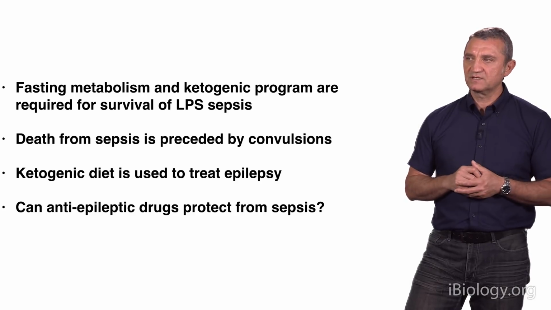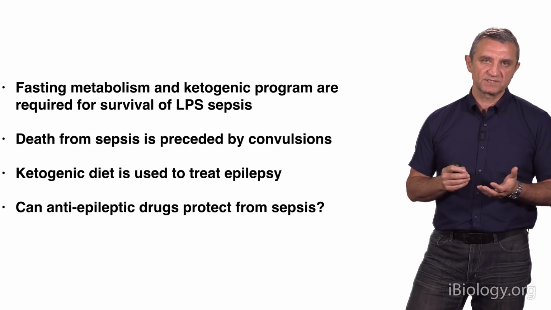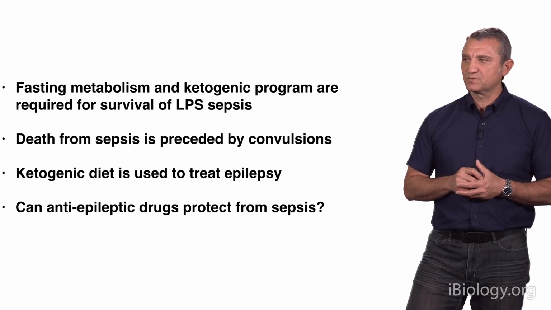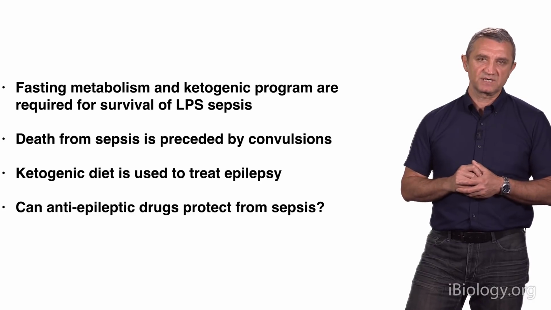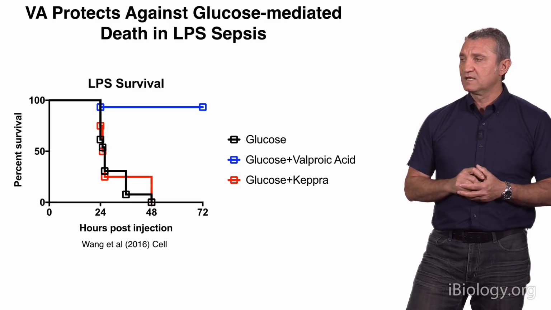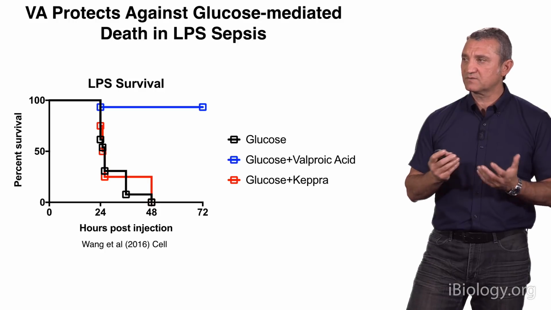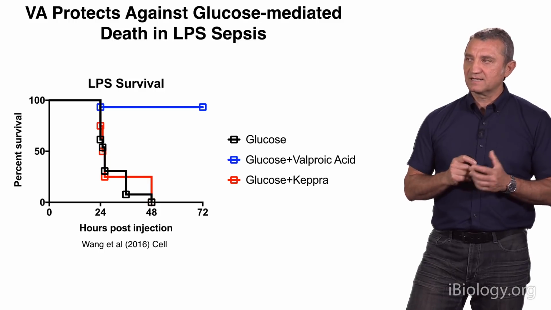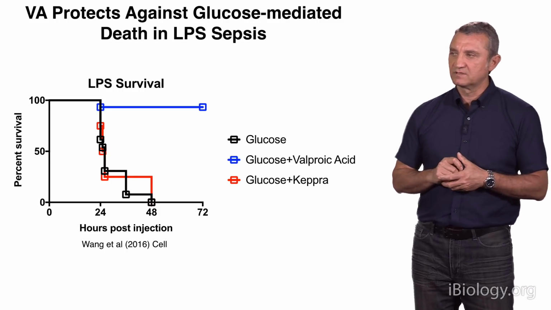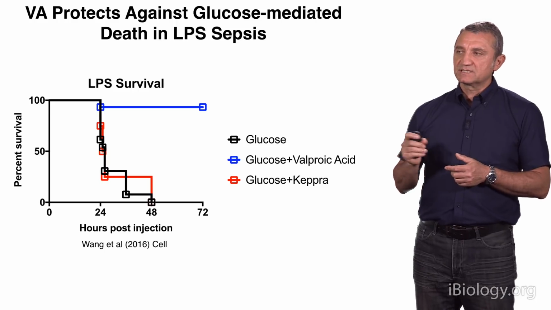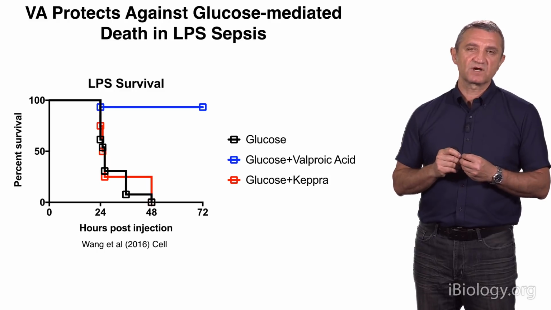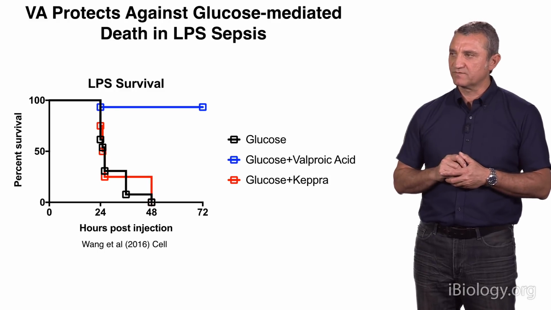It's also well known that the ketogenic diet is used to treat epilepsy. All these pieces of the puzzle together led us to ask whether anti-epileptic drugs could be protective from sepsis, which was a very far-fetched idea, but we tested it, and to our surprise and delight, we found that indeed the anti-epileptic drug valproic acid could rescue mice from lethal sepsis. Interestingly, the second anti-epileptic drug did not have such an effect. That is very informative for us because these two drugs have very different mechanisms of action.